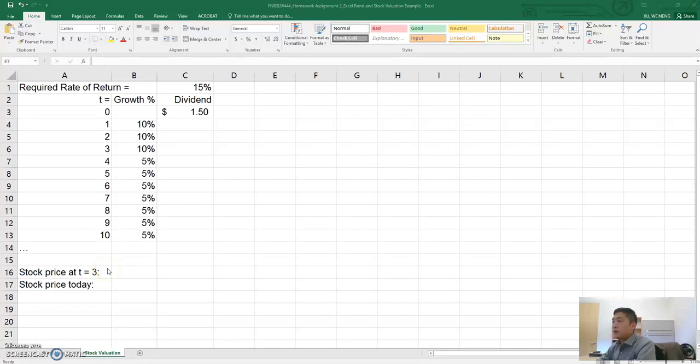In this video, I'm going to show you how to value a stock based upon a variable growth model, in which case the dividend will grow at a different rate over time. And in this example, here's what we know about a potential stock that we are trying to value. First of all, we assume the required rate of return of this stock is 15%.